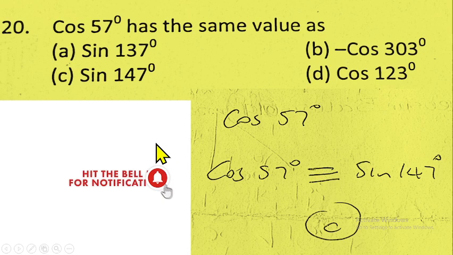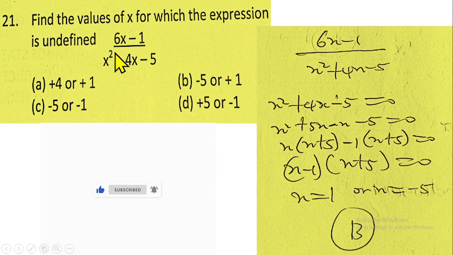Question number 21 is also on undefined fractions. Find the values of s for which the expression 6s minus 1 over s squared plus 4s minus 5 is undefined. What will make this fraction undefined is when the denominator is equal to 0. So equate it to 0. You have s squared plus 4s minus 5 equal to 0.